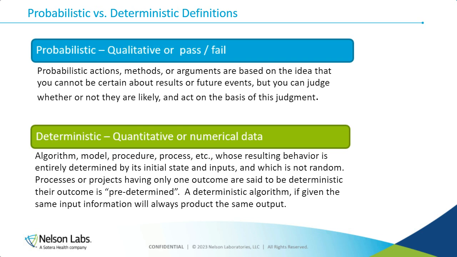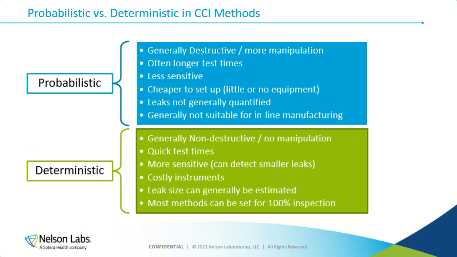If we do a compare and contrast, here you'll see that these are mirror opposites of each other. A probabilistic method is going to be generally destructive, oftentimes there's some manipulation involved. Deterministic methods are the opposite. They're going to be non-destructive. They're usually not going to require any manipulation. A probabilistic method is going to have probably a longer test time. Opposite of that, deterministic methods are going to have a faster test time.